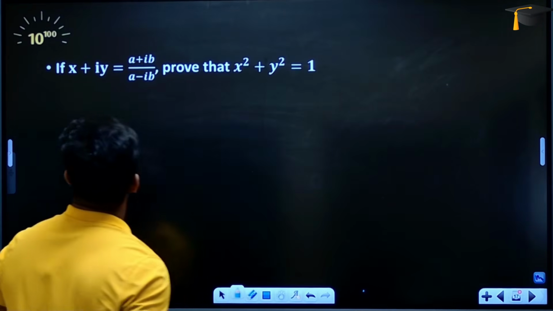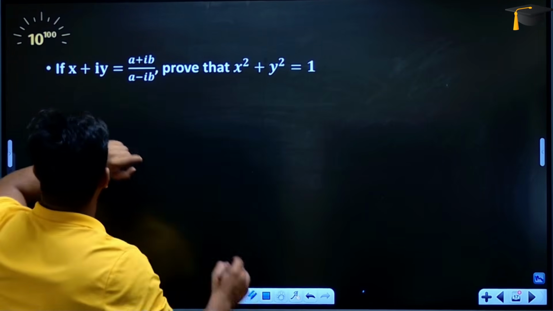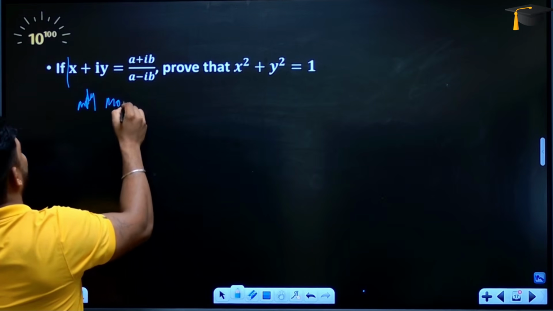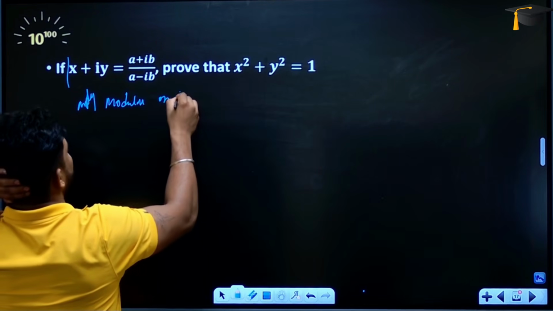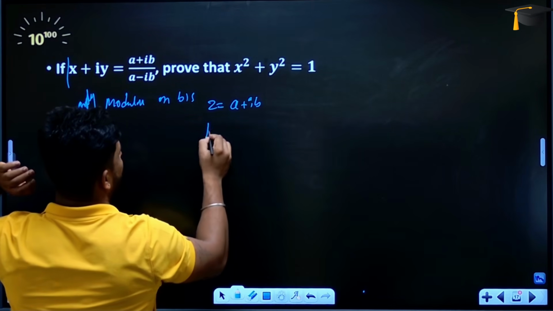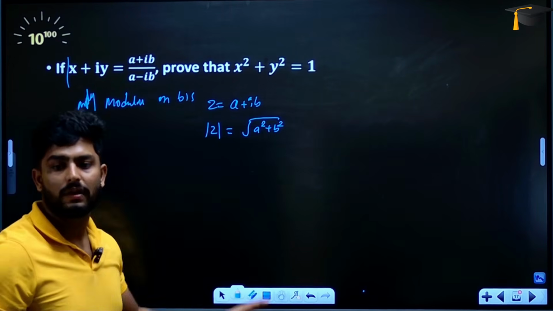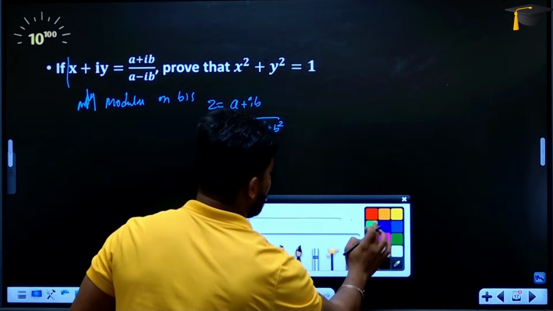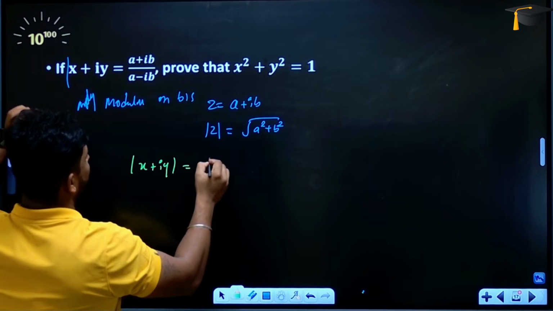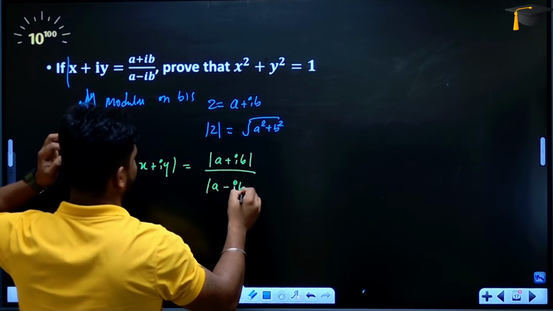In complex numbers, x plus iy is equal to a plus ib divided by a minus ib. Prove that x square plus y square is equal to 1. For this, just apply modulus on both sides. Remember, z is equal to a plus ib, then mod z is the square root of a square plus b square. Same concept, here I'll substitute: mod of x plus iy is equal to mod of a plus ib divided by mod of a minus ib.